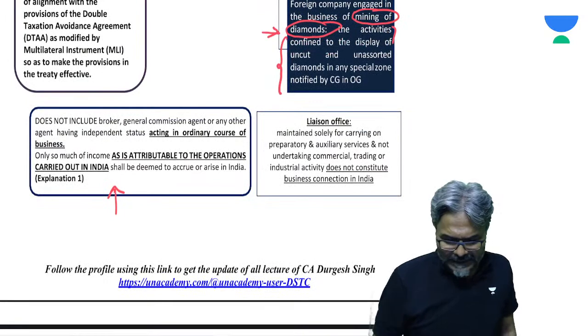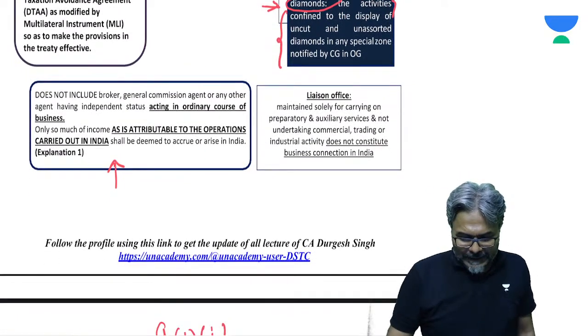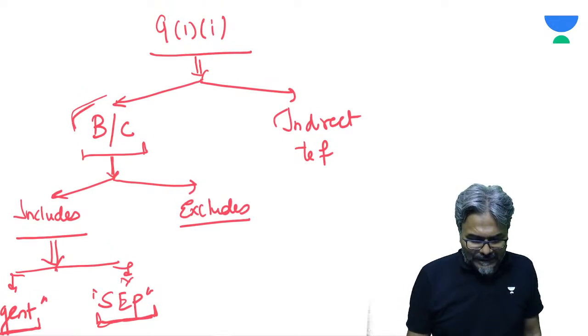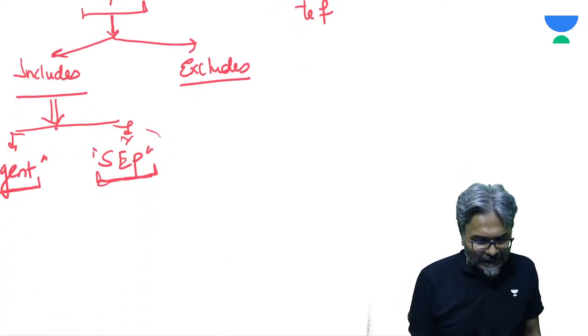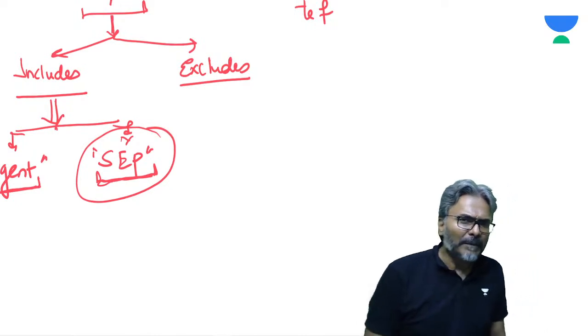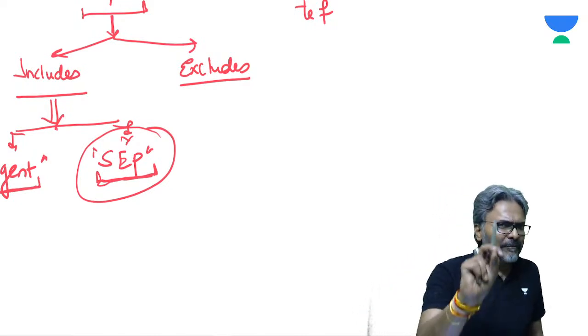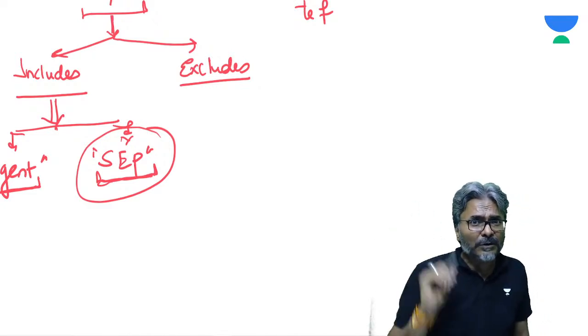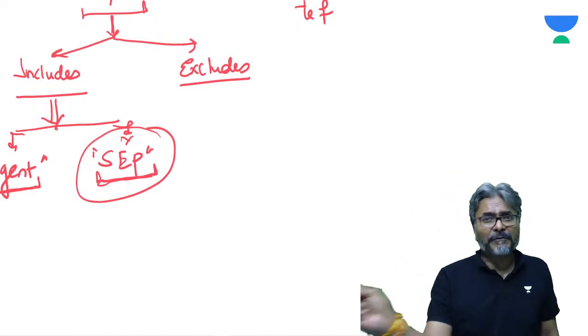So therefore, students, with that, let me proceed to my next discussion of business connection, and that discussion happens to be on significant economic presence. Before I go to that, just give me a minute to explain why we are reading this. What is the logic behind reading the concept of significant economic presence?